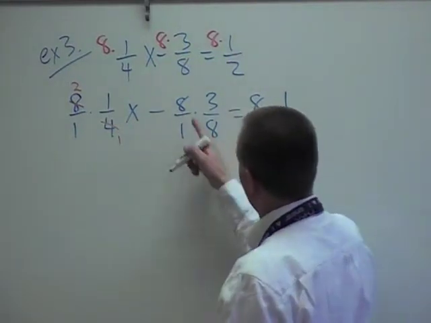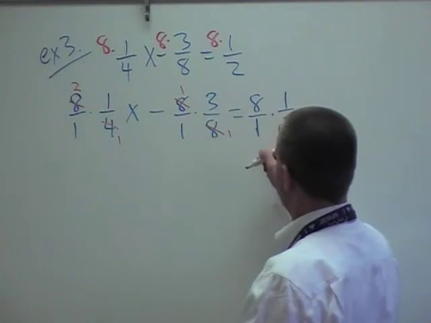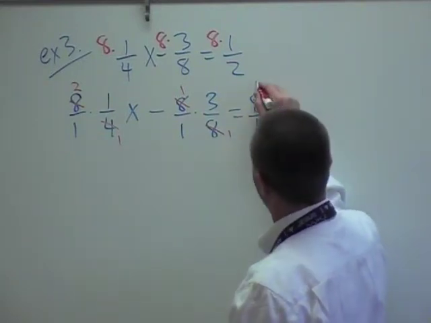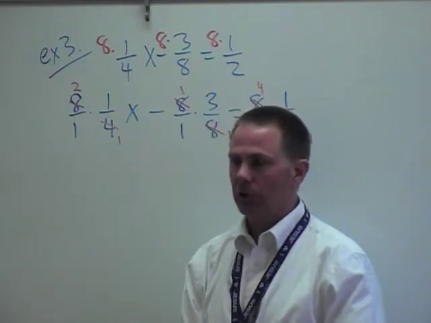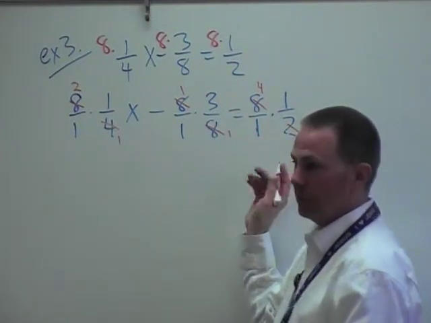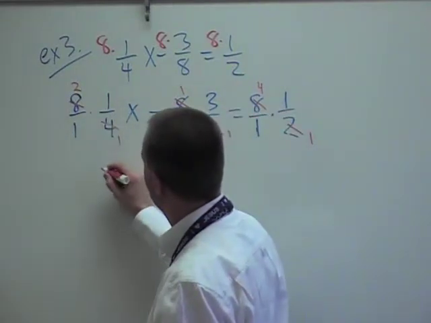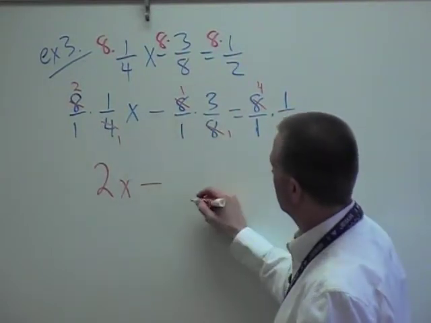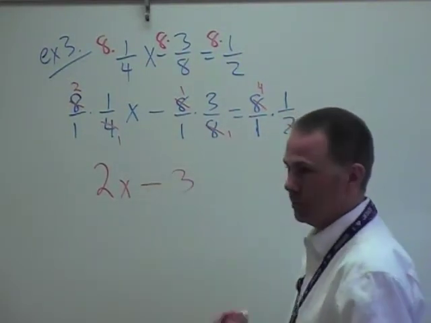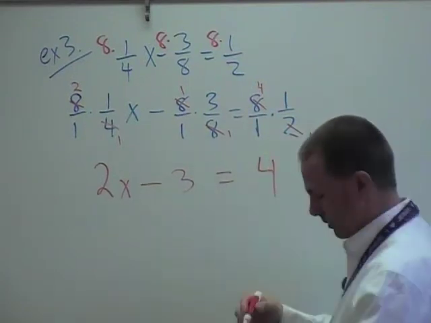Okay, this 8 over 8 reduces by 8, so those are 1s. And this 8 and the 2 reduce by 2. Okay, so notice they're all 1s at the bottom, so it's gone. So 2 times 1 is 2x, minus 1 times 3 is 3. Again, 3 over 1 is just 3. Equals 4 times 1 is 4. Now you have a new equation.